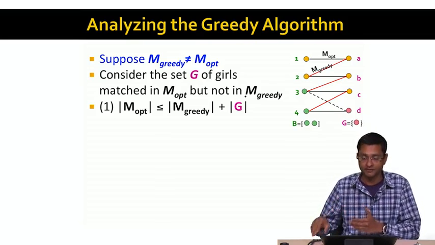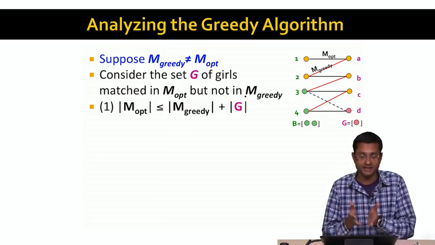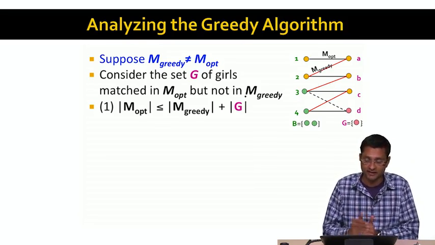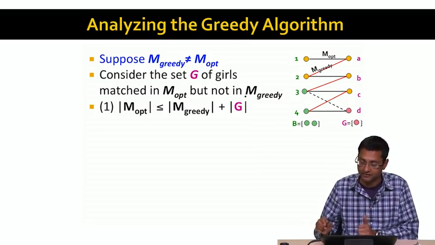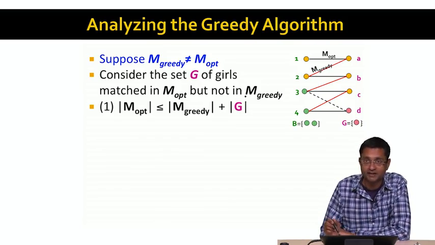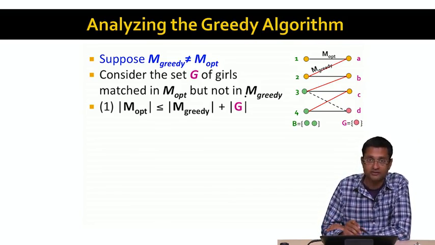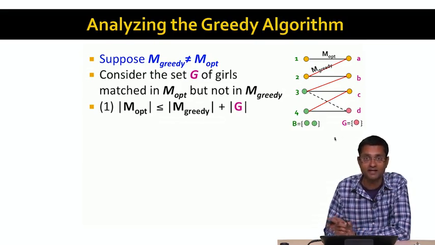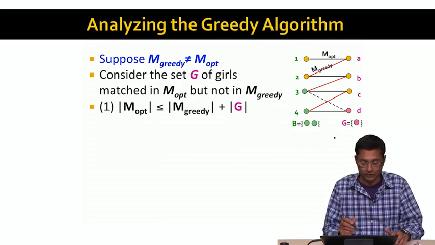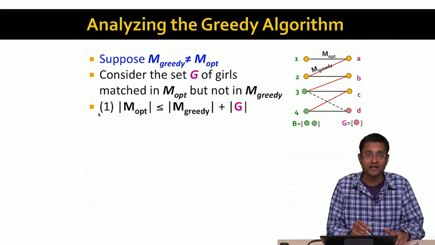The difference between the optimum matching and the greedy matching is the set of girls G, and therefore the size of the optimal matching can be no more than the size of the greedy matching plus the size of the set G. You can see in this case, the size of G is 1, the size of the optimal matching is 4, and the size of the greedy matching is 3, so 4 is less than or equal to 3 plus 1, which is obviously true. Let's call this equation 1.